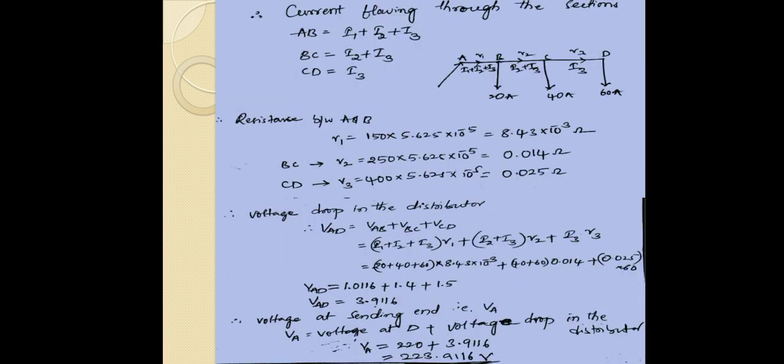Next, coming to the next slide, the current flowing through the sections. In the AB section the current is high, and the current flowing goes on decreasing. In AB it is I1 plus I2 plus I3, in the BC section it is I2 plus I3, and in the CD section it is I3.